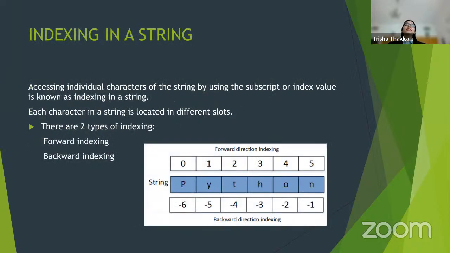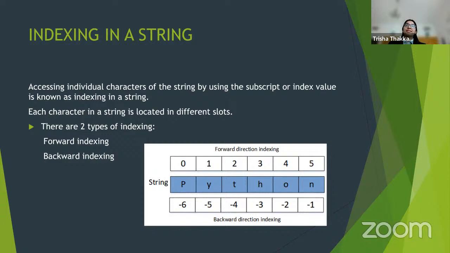Indexing in a string. Accessing individual characters of the string by using the subscript or the index value is known as indexing in a string. Each character in a string is located in different slots, and there are two types of indexing. The first one is forward indexing. In the example given over here, the word we have is Python. Each letter of the word is assigned a specific index.